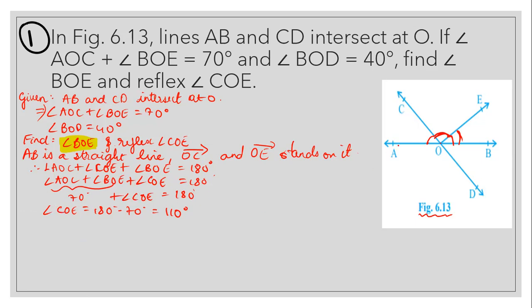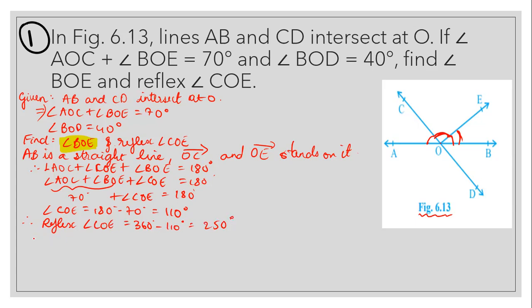We have to find angle BOE and reflex angle COE. Firstly, we found angle COE. So now let's find reflex angle COE. Reflex angle COE is equal to 360 degrees minus 110, which is equal to 250 degrees.